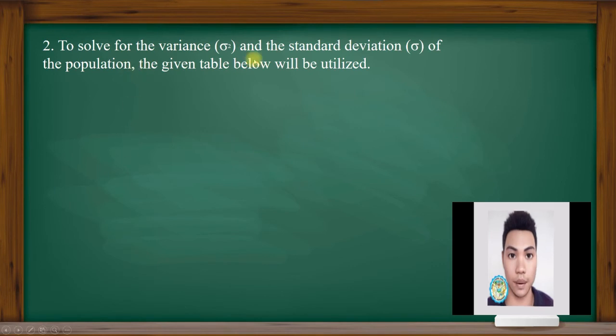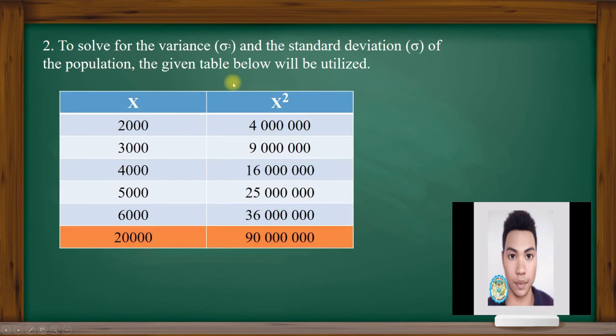To solve for the variance and the standard deviation of the population, the given table will be utilized. So, ito yung shares nila, 2,000, 3,000, 4,000, 5,000, 6,000, which is ito yung X. And then the total is 20,000. So, square lang natin yung kanilang shares, which is 2,000 squared is 4 million. And then, so on dito, 9 million, 16 million, 25 million, and 36 million. And then you just add them, so 90 million.